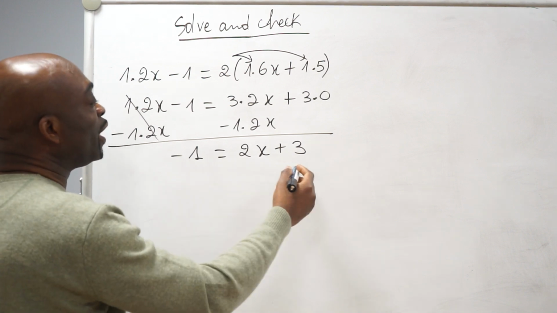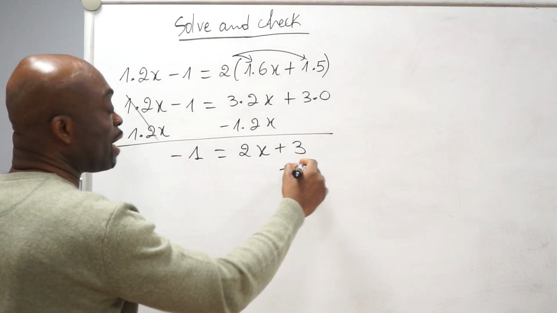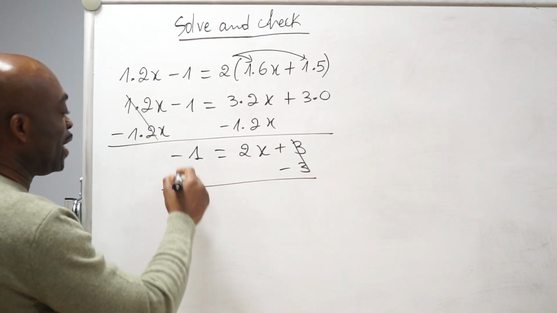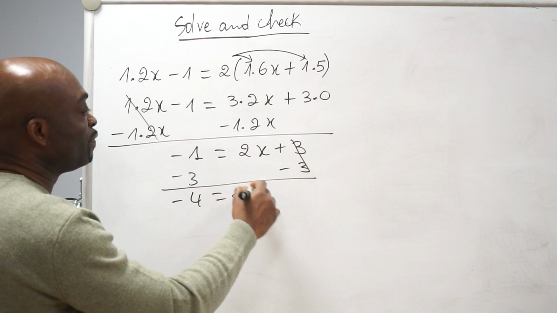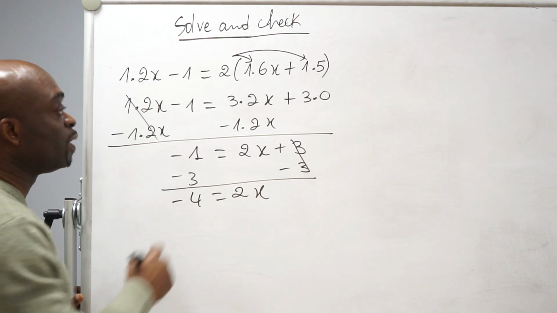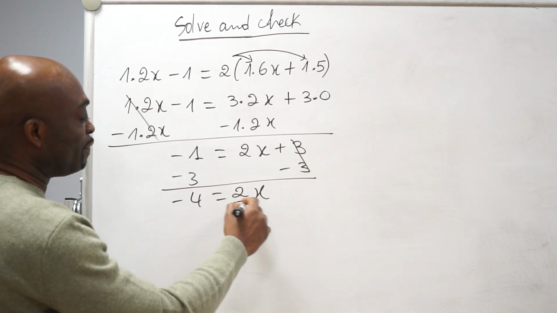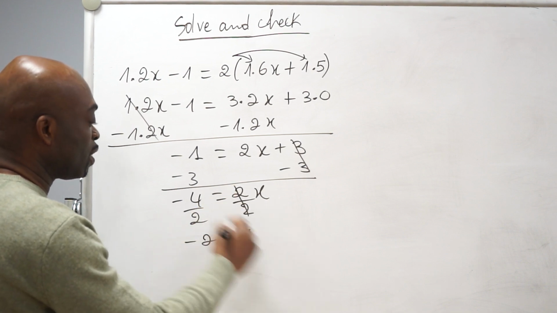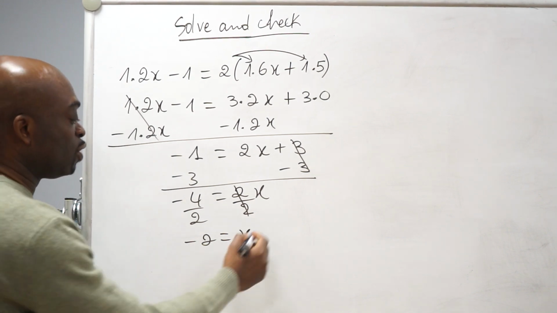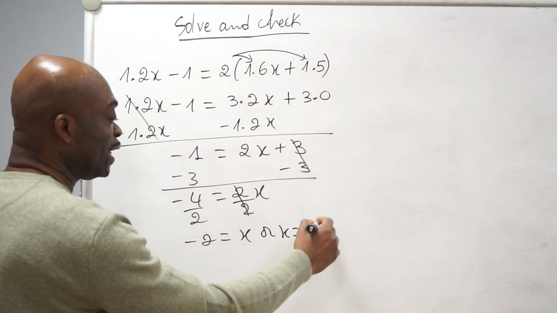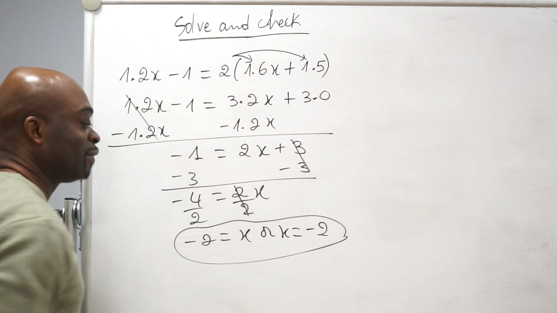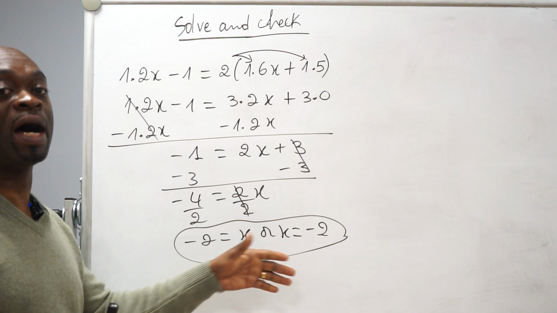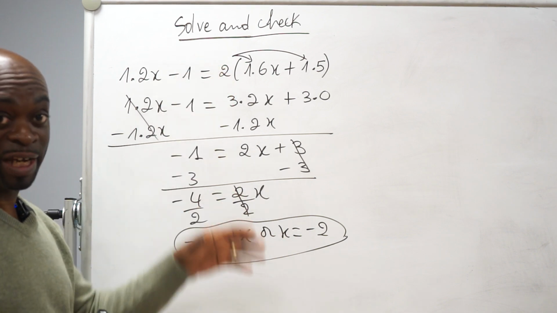So then what we can do here is carry on with -3. And then we have -4 equals positive 2x. As we have positive 2x, we have to divide by 2 and 2. Then x is equal to -2, because -4 divided by 2 is -2, or x equals -2. Either way, the way you put it doesn't matter. These two are fine. So this is our possible answer, until we check it.